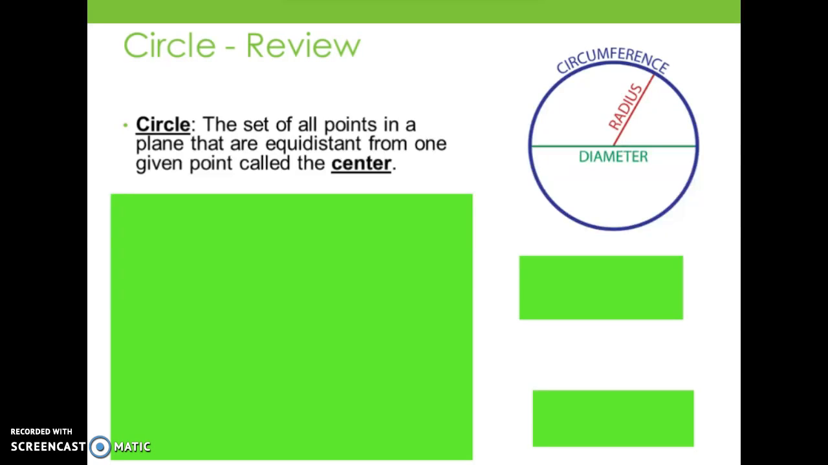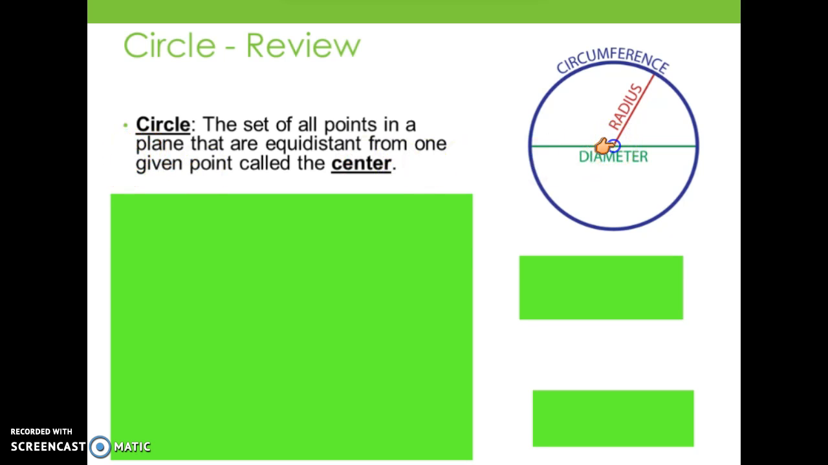This video is going to describe the different parts of a circle. Some we've already learned this year, so we'll review those and then we'll introduce some new vocabulary, some new parts of the circle. So a circle is the set of all points in a plane that are equidistant from a given point called the center.